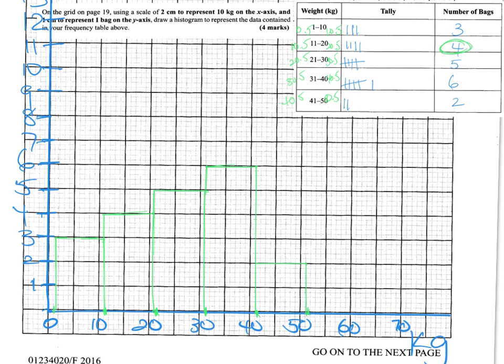And to get full marks for our histogram, we would put in a title for our histogram. So we would put in that this is a histogram showing the weight of 20 bags of sugar. Right, so we have put in our scale, if you recall from earlier, we've put in our title, we've labeled our axes, we've drawn our histogram, so we expect to get full marks for this question now.